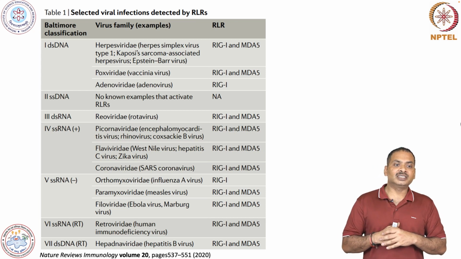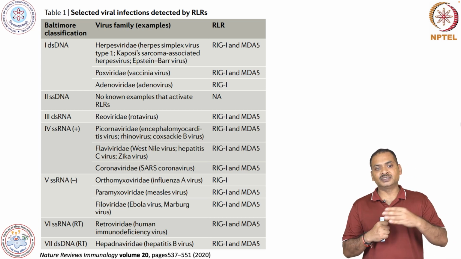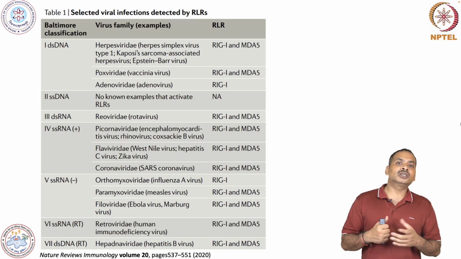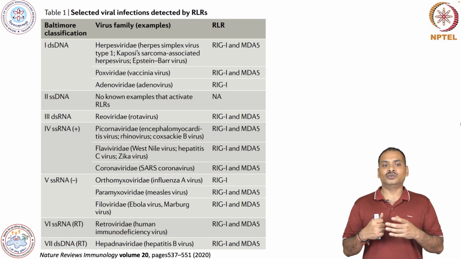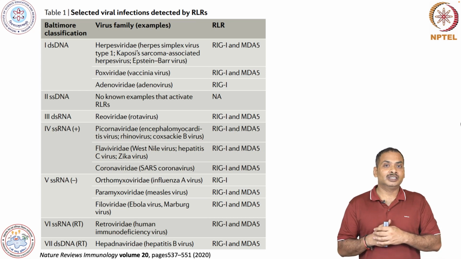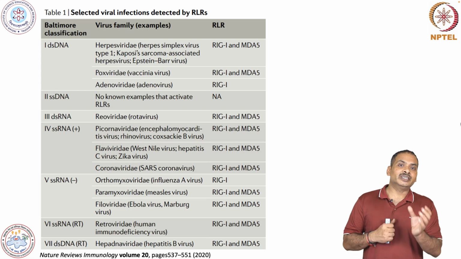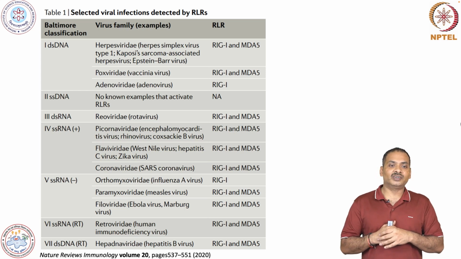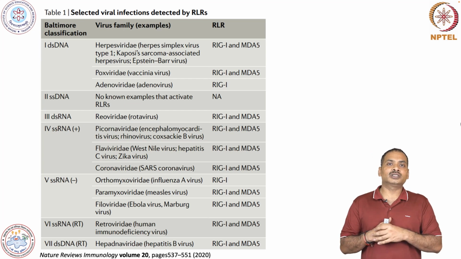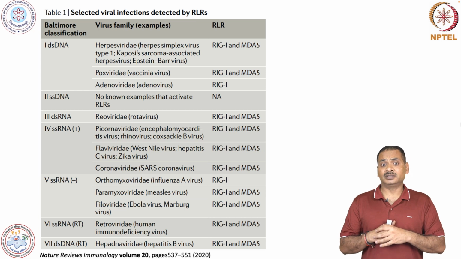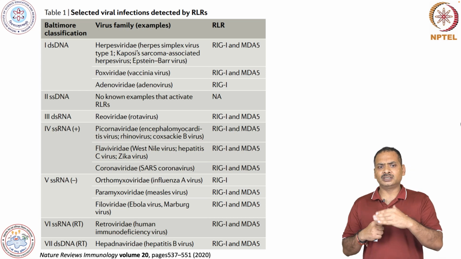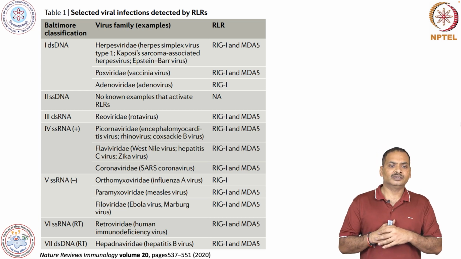The fourth class is single stranded RNA, positive sense RNA viruses, which consist of Picornaviridae family viruses, and the best example is EMCV. You have seen it in the previous slide. EMCV is recognized by MDA5, but it is also recognized by RIG-I. The rhinoviruses are also recognized by RIG-I and MDA5. Coxsackie B virus is also recognized by RIG-I and MDA5.